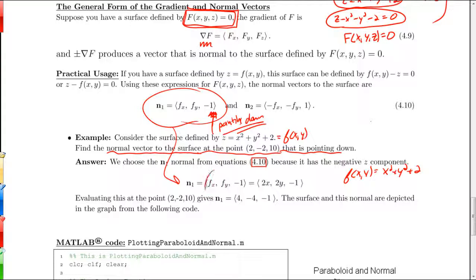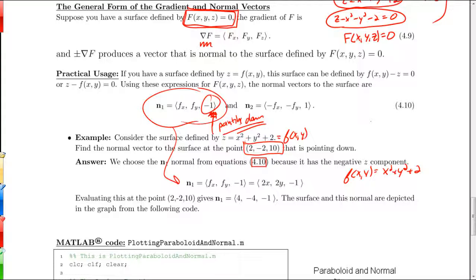So the partial with respect to x is 2x. Partial with respect to y is 2y, as we've done a couple times now. And then we just use the negative 1 form for the z direction. But now I want this normal vector, which is just a gradient vector, evaluated at this point 2, negative 2, 1.